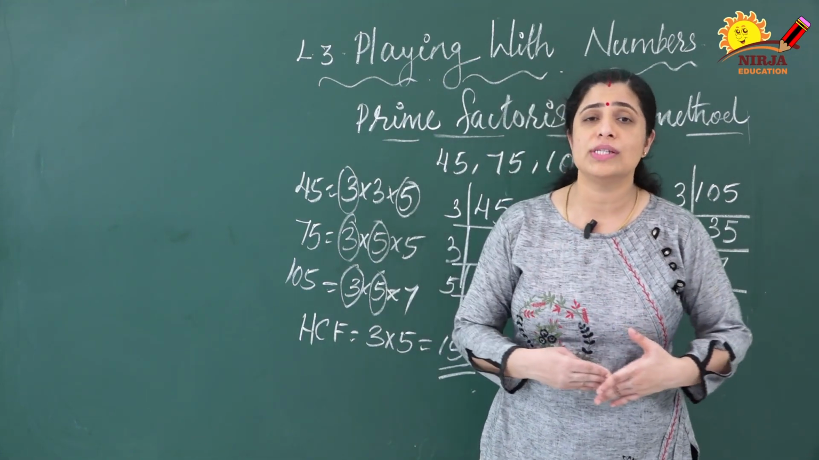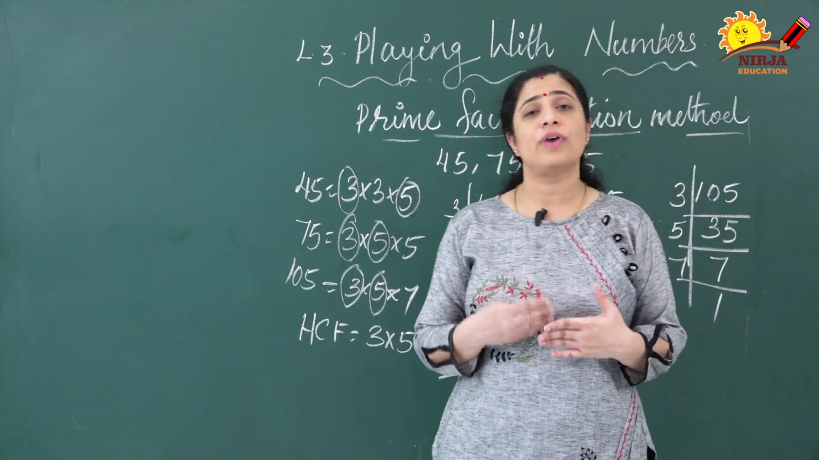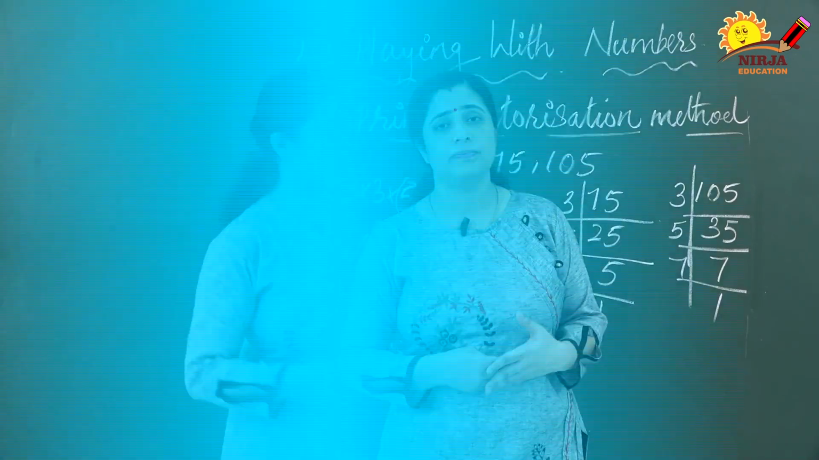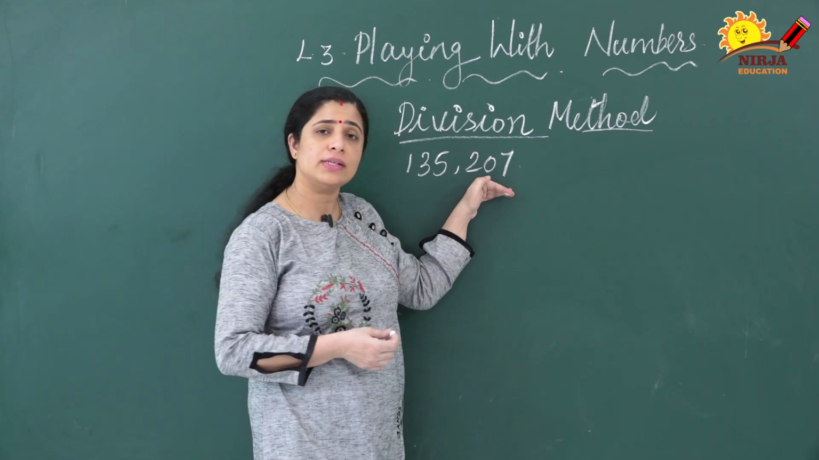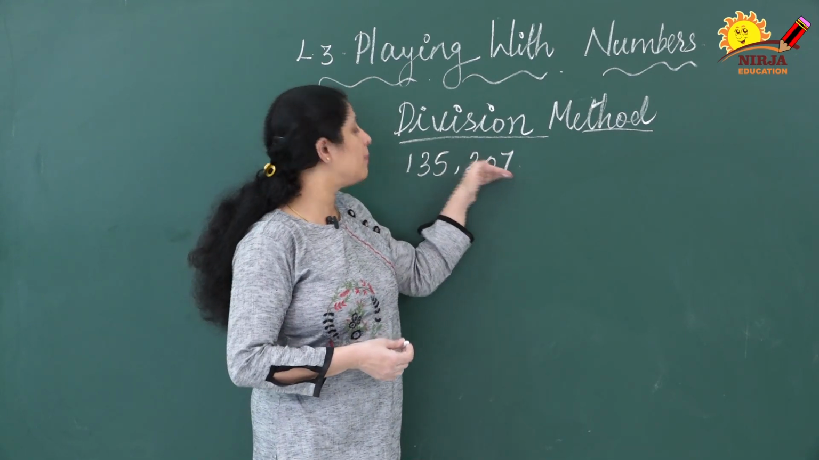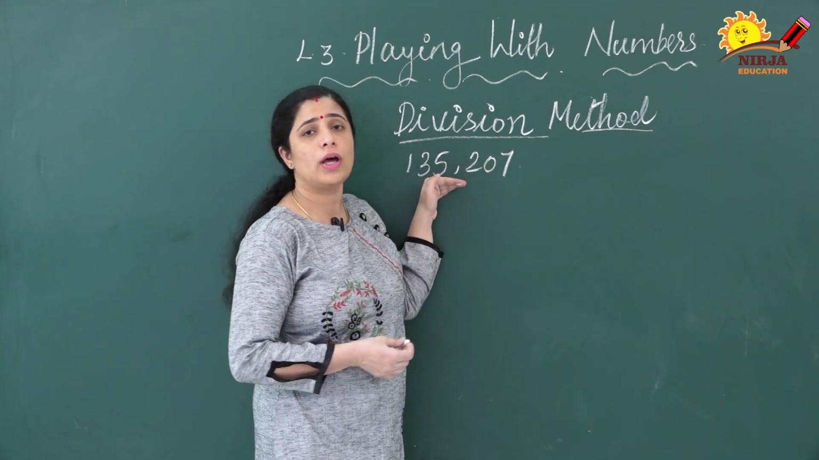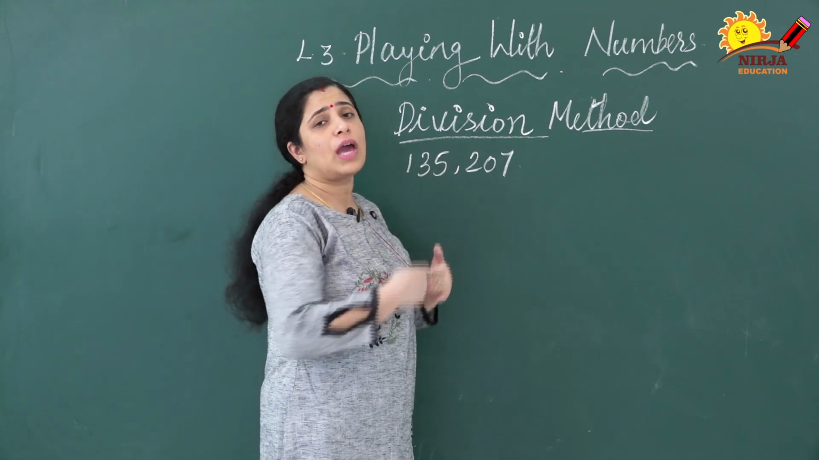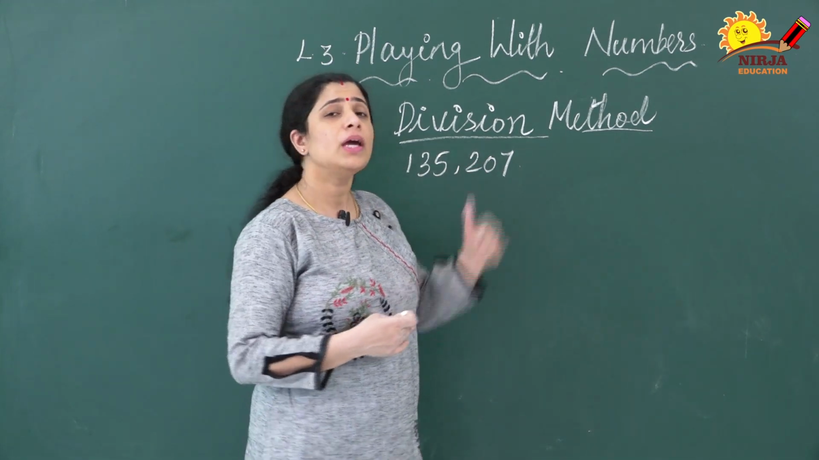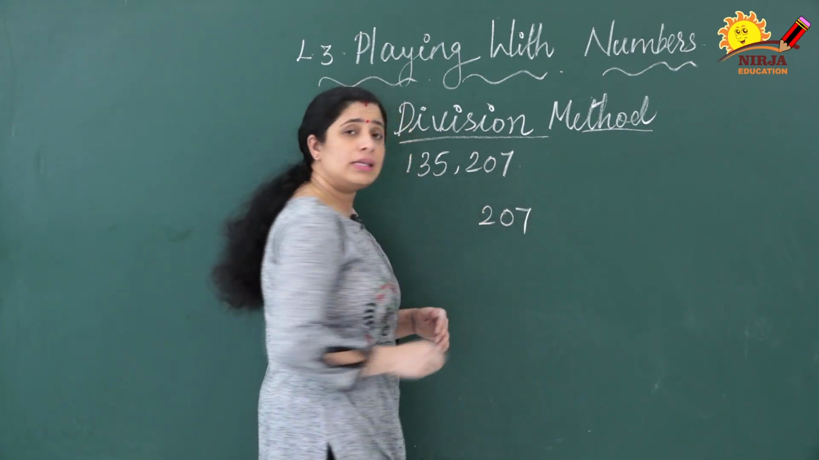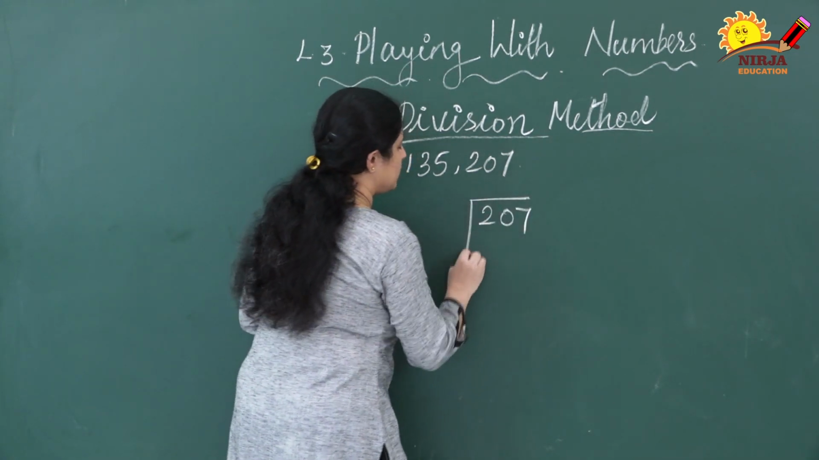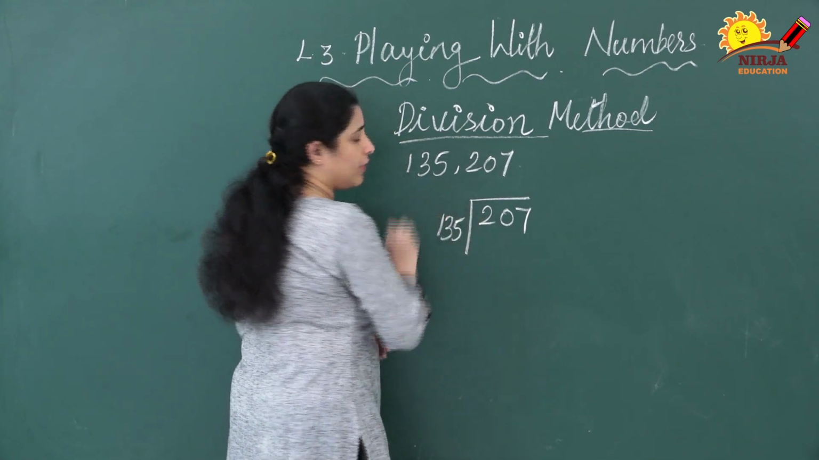Next we are going to discuss the division method to find the highest common factor. I have taken two numbers here, 135 and 207. Here the bigger number you have to divide by the smaller number. Then we will see how we have to calculate the HCF by this division method. The bigger number here is 207. So you have to divide it by 135.